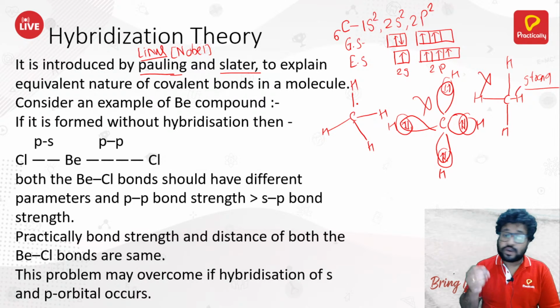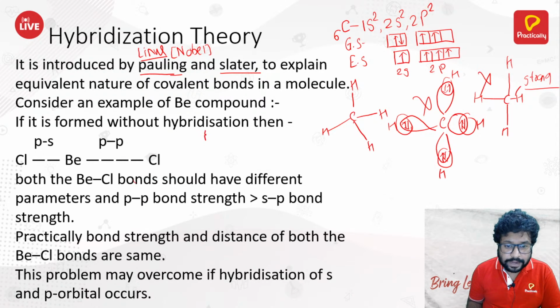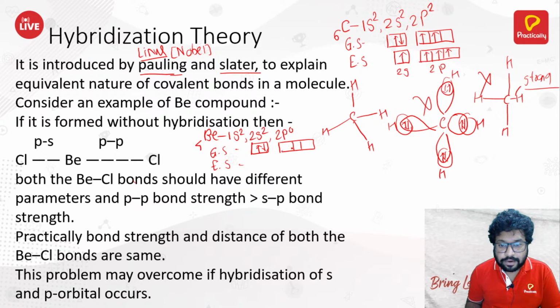How to explain that? Not only there, look here. The example is given to you: beryllium. The atomic number of beryllium is how much? It's a 4, right? So the electronic configuration is 1s2, 2s2, 2p0. Again, in the ground state you have 2 electrons here and you do not have any electron in p. That is your ground state. In the excited state, an electron gets promoted from here to here.